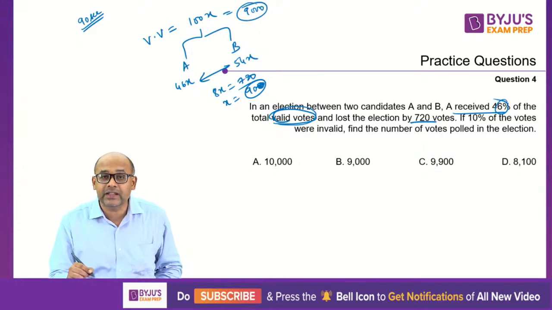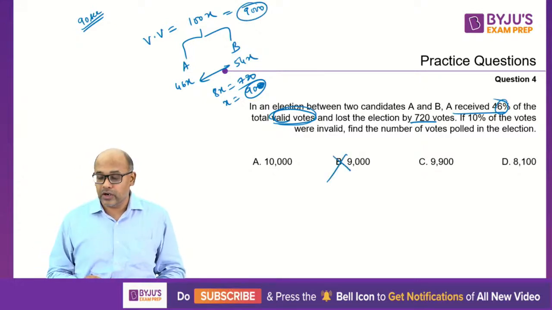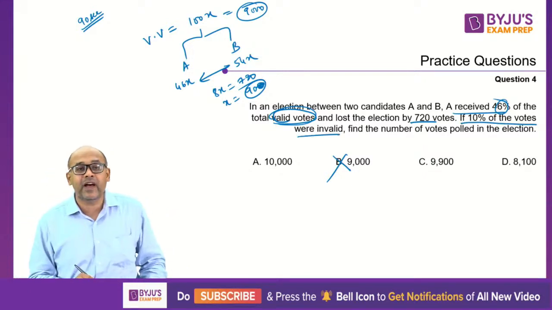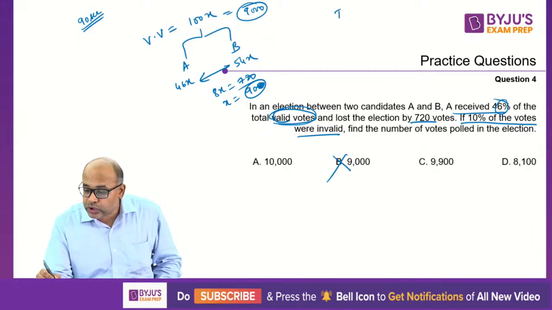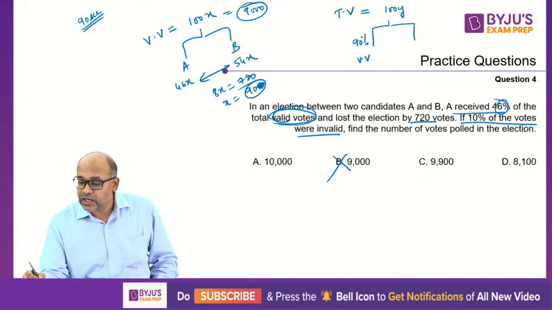But this is not your answer. Don't jump and mark this. This is wrong. Why is this wrong? Because they are saying 10% of the votes were invalid. So basically, if total votes are, let's say, 100y, 90% are only valid votes. The remaining 10% are invalid.